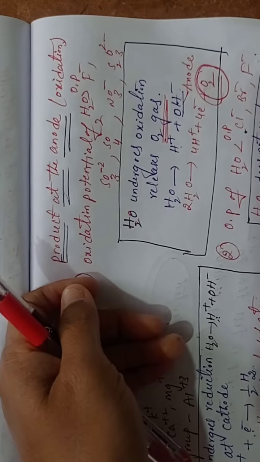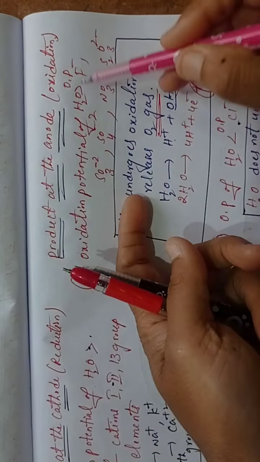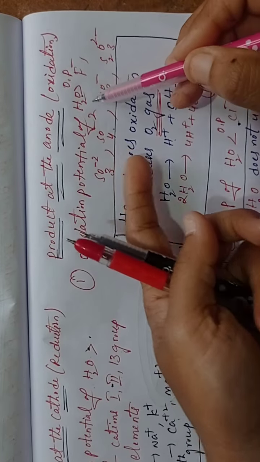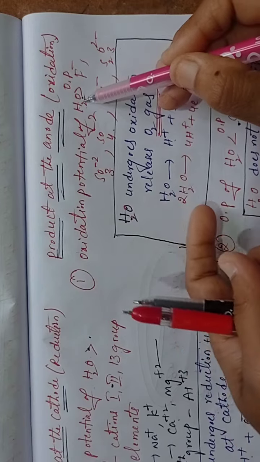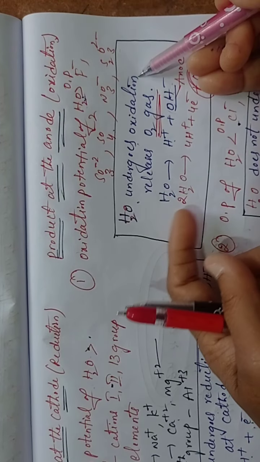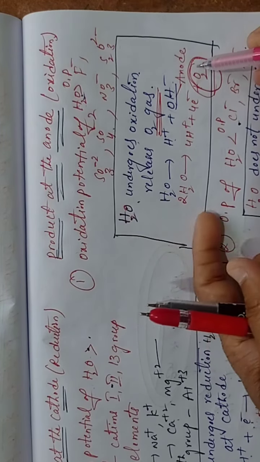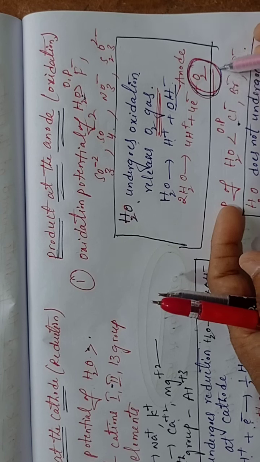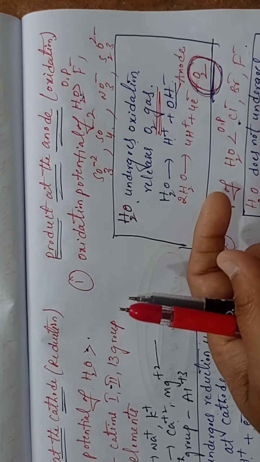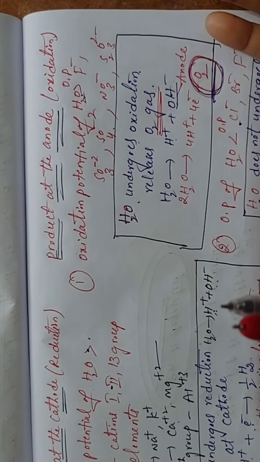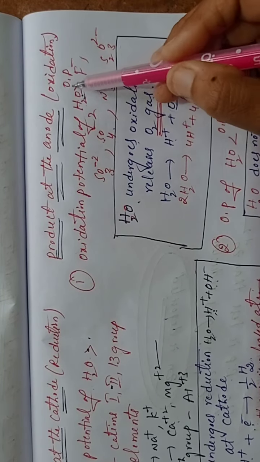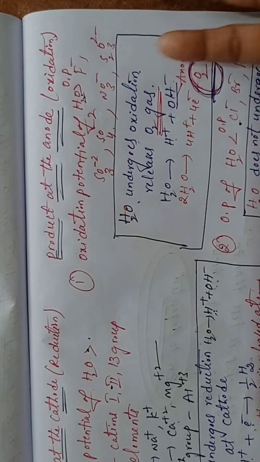Sulfate ion and water. Now see, students, I told you, the oxidation potential of water and sulfate ion, which one is more? Water is more. Okay? So water is more, then only water undergoes oxidation. Which gas is liberated at the anode, students? O2 is liberated. Sulfate ion does not undergo oxidation, students. So only water undergoes the oxidation.